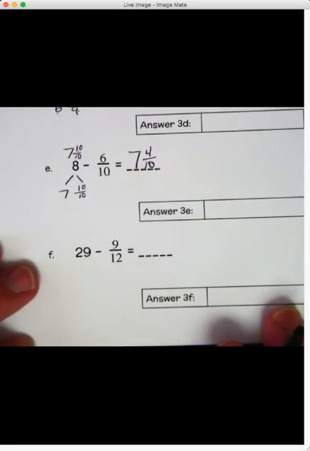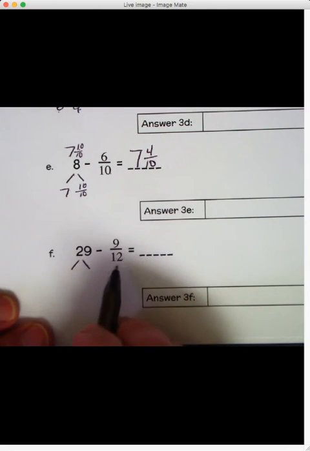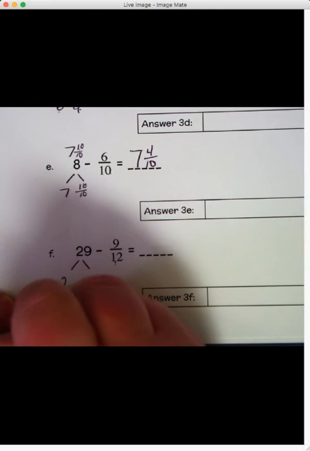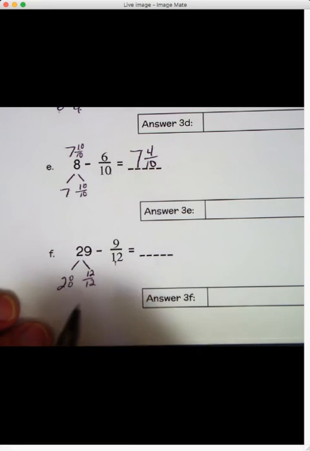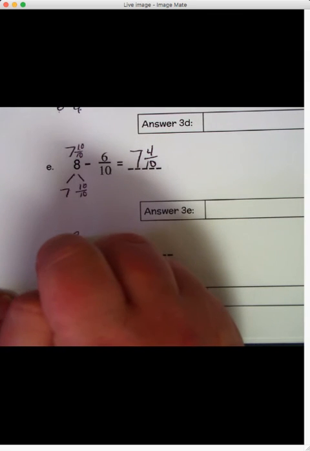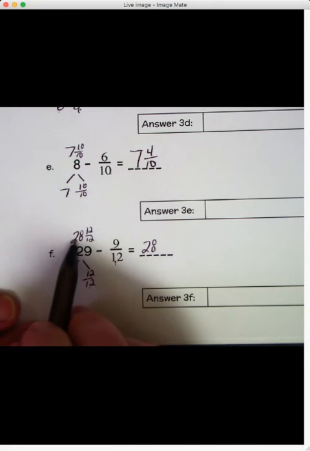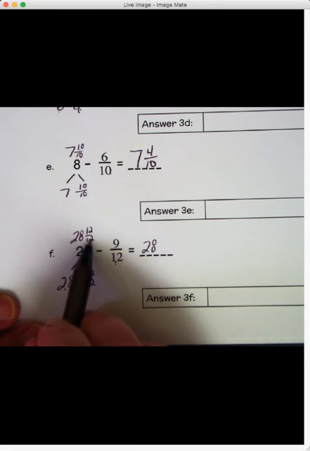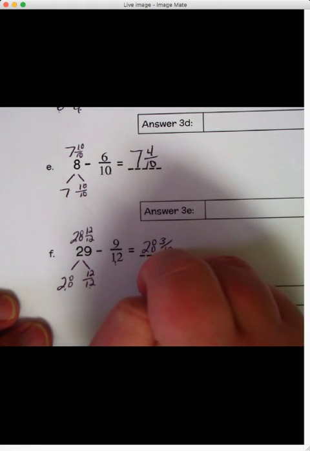Holy moly, look at this one, 29. It doesn't matter, we're going to do it the same way. We're working in 12ths, though, so we're going to make it 28 and 12/12, because 28 and 1 more would be 29. So 28 and 12/12 minus 9/12. So the 28 stays the same. Didn't take anything away from it. But we have 12/12 minus 9/12. So that gives us 3/12.